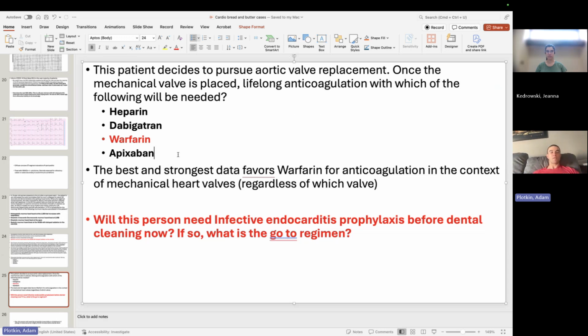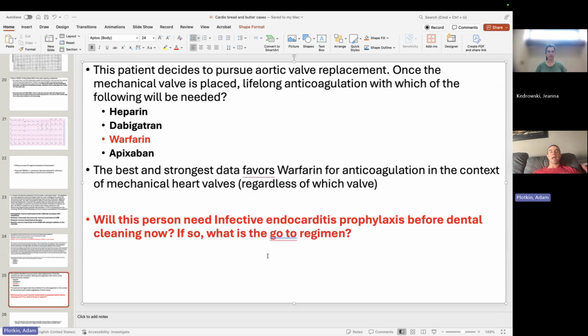So again, the way we look for whether warfarin is working is we look at their PT and their INR. Does that make sense? Yes. Long-winded, but again, mechanical valves, warfarin, look at their PT and their INR. All right. So we've now put a mechanical valve in the aortic valve for this patient.